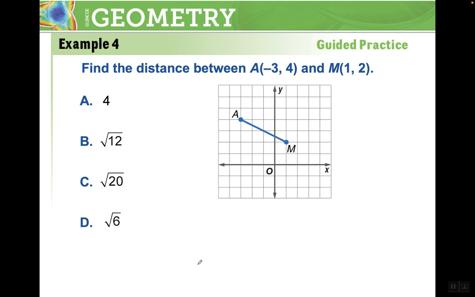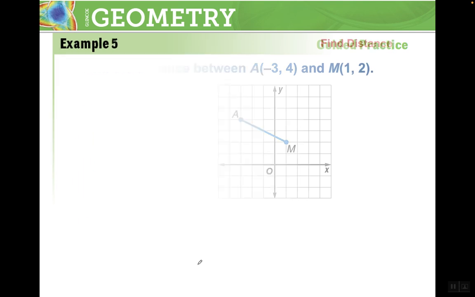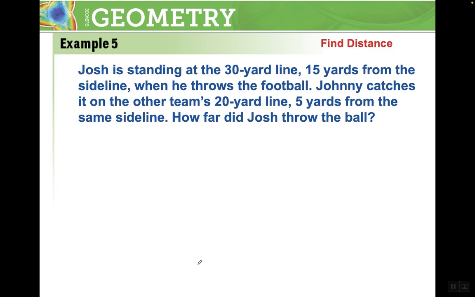All right, I will let you try to do this one on your own. You can pause it if you want. You can do it the Pythagorean theorem way, or you can use the distance formula. It doesn't matter to me. Since it's drawn out, Pythagorean theorem might be easier, but maybe not. I'll let you practice it. You should have got square root of 20.